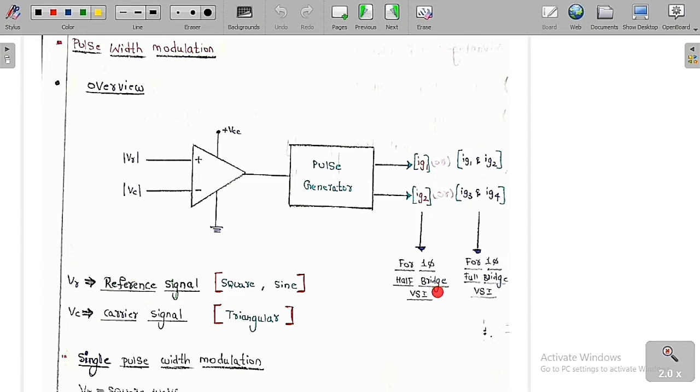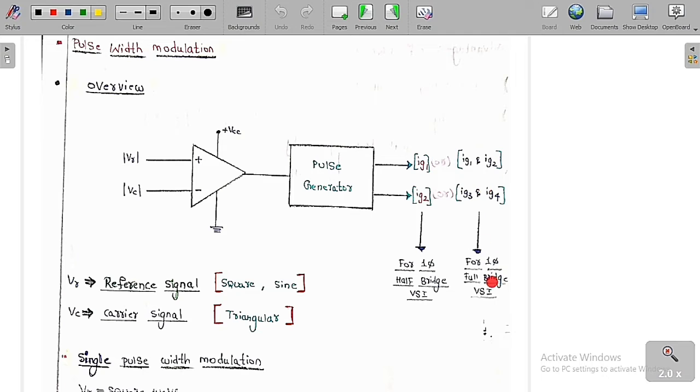So therefore if you want to vary, then you have to control these gate pulses. If you control these gate pulses, then only you can control the overall output voltage average value. So if you control this gate pulses switching, then you can control the output voltage average value also. So that is the reason we are going to generate the Ig1 and Ig2.